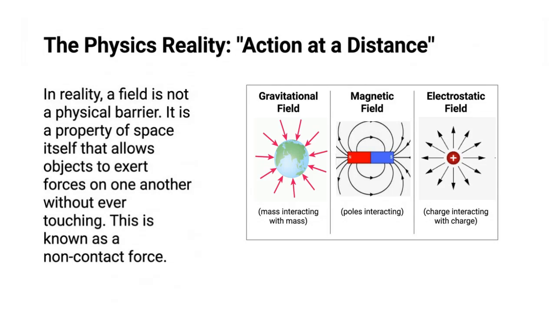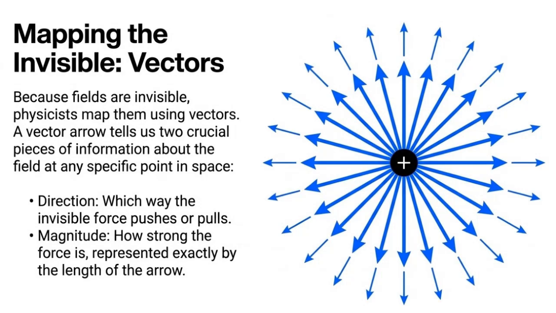Similarly, electrostatic fields occur between charges, such as two positive charges repelling each other or attracting when opposite. These fields extend through space, creating invisible connections that explain how forces can act over a distance without direct contact. Next, we'll look at how physicists represent fields that can't be seen directly.